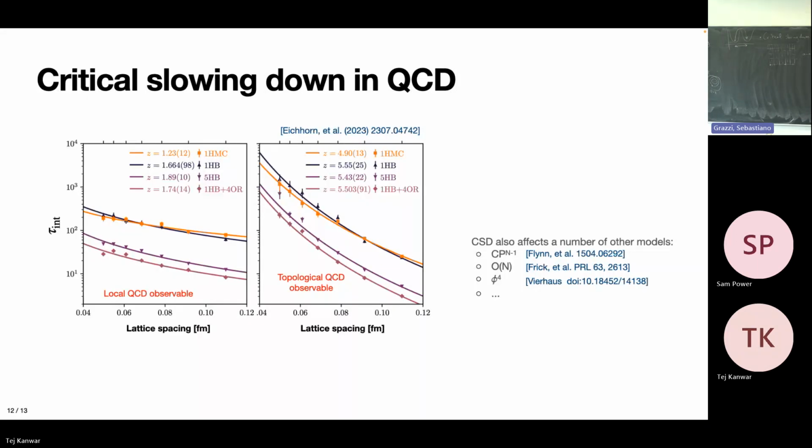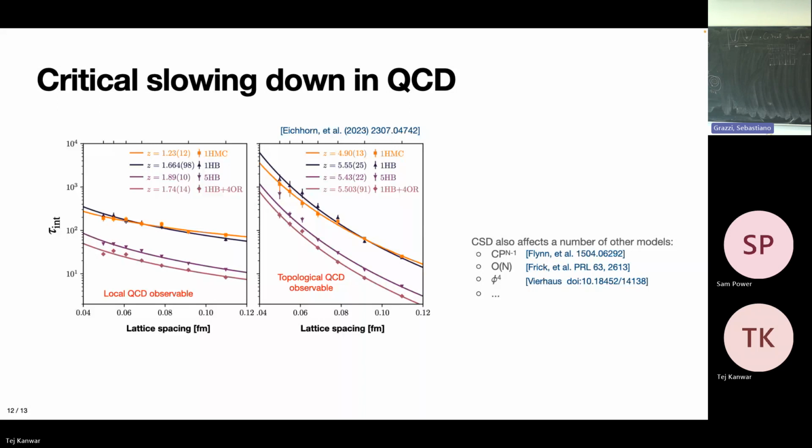Okay, hopefully you can see this plot. On the y-axis is the integrated autocorrelation time. So this is the measure of how many steps it takes to decorrelate in the Markov chain. And on the bottom is the lattice spacing measured in femtometers. So as you go to the left on both of these two plots, that's going towards the continuum limit.